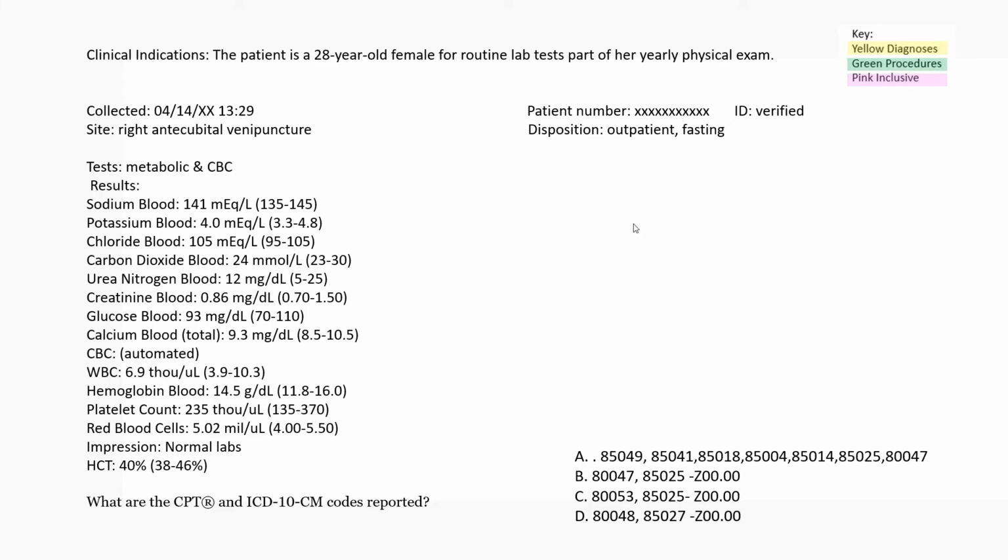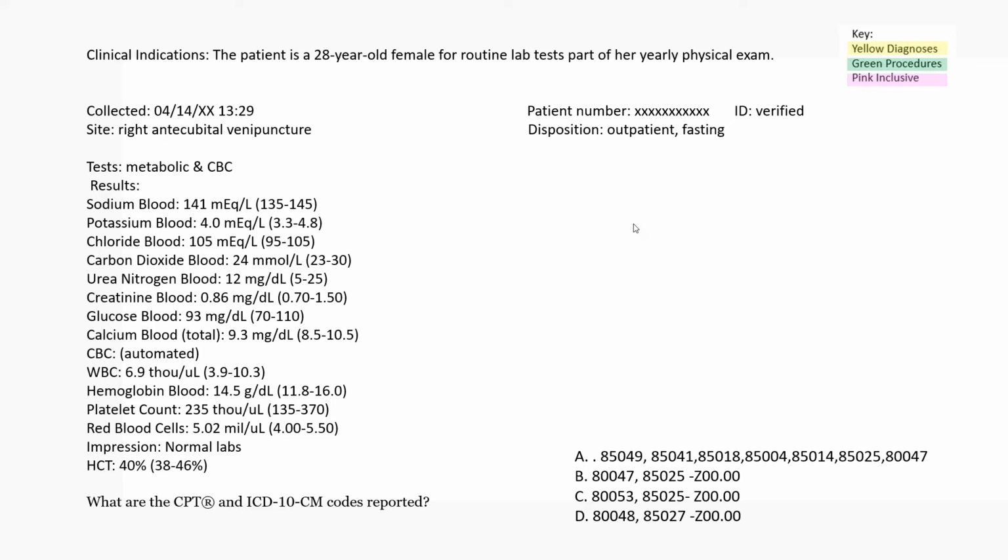Clinical indications: the patient is a 28-year-old female for routine lab tests, part of her yearly physical exam. Collected 0414XX1329. Site: right antecubital venipuncture. Patient number XXXXXX. ID verified. Disposition: outpatient, fasting.